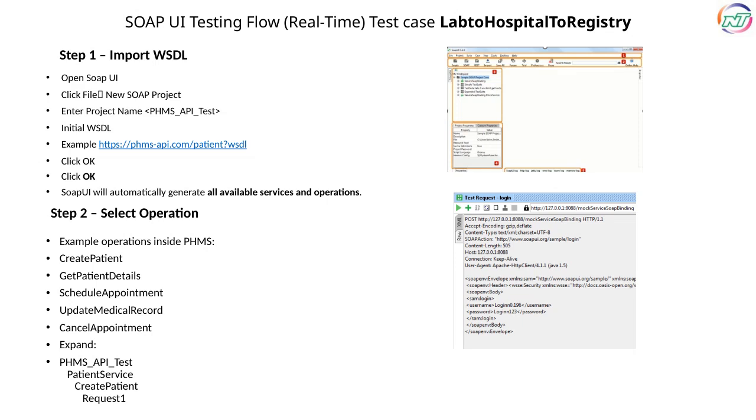Within the PHMS system, you might see operations like create patient, get patient details, schedule appointment, update medical record, or cancel appointment. For example, to test creating a patient, you would expand the FEMSA project, then the patient service, and select the Create Patient request to start working with it. This basic flow shows how SOAP UI helps streamline testing by generating the necessary request templates based on the service definition, allowing you to focus on validating operations relevant to your test case.